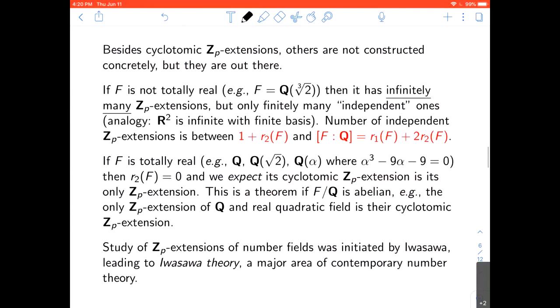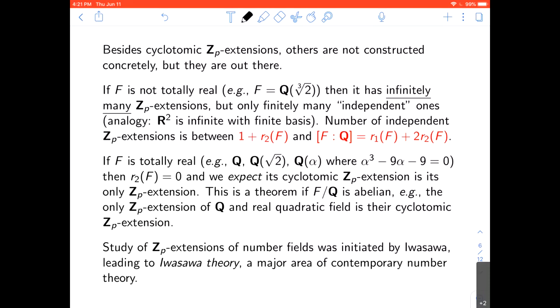Over imaginary quadratic fields, there is a special technique. But over general fields, this is really about the only general method, maybe because over Q it is the only thing that works. It turns out that if your finite extension F of Q is not a totally real field, meaning its embeddings into the complex numbers don't always land in the real numbers, like Q adjoin the cube root of 2, then it actually has an infinite number of Z_p extensions.